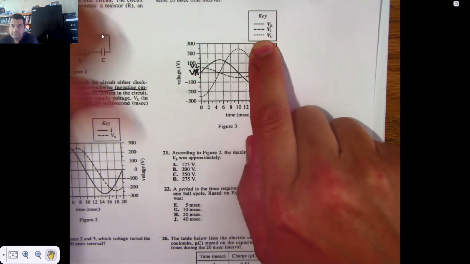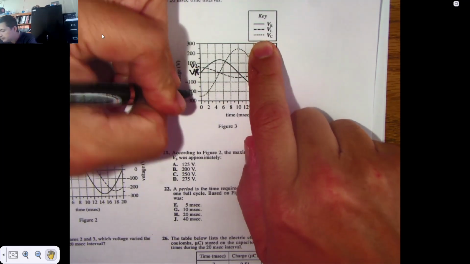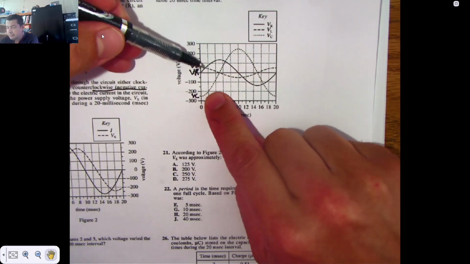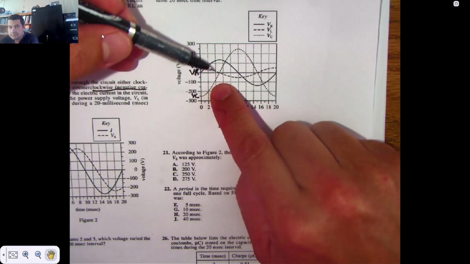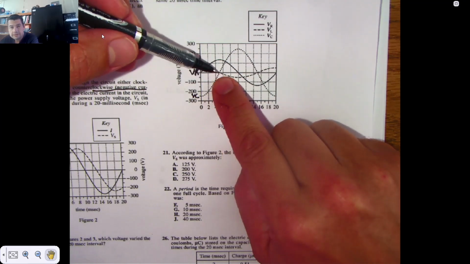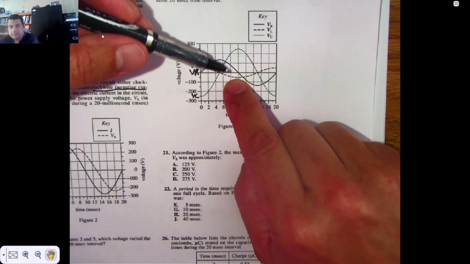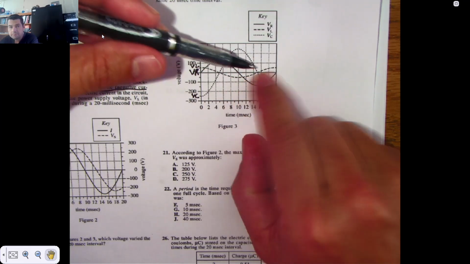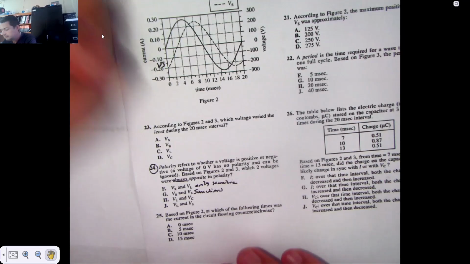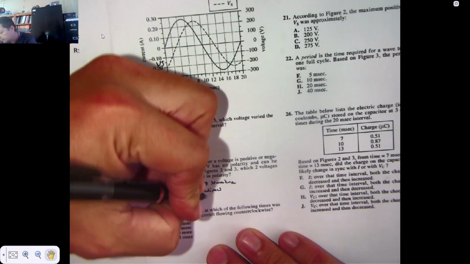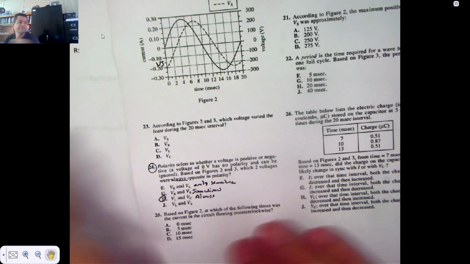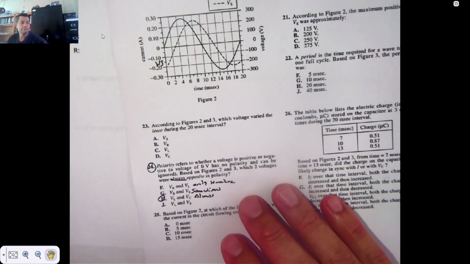VL and VC. VC being all the dots. So here we have positive and negative. That's opposite. Positive and negative. We intersect. That's nice. Positive and negative. Positive and negative. Intersect. Positive, negative. They're always opposite polarity. Always. That one's H. So that wasn't too bad, I don't think.